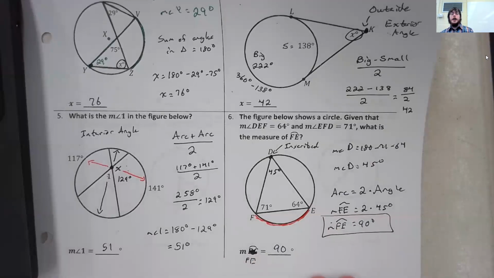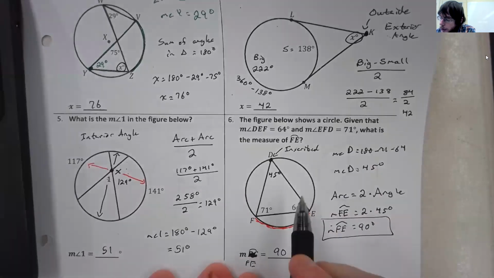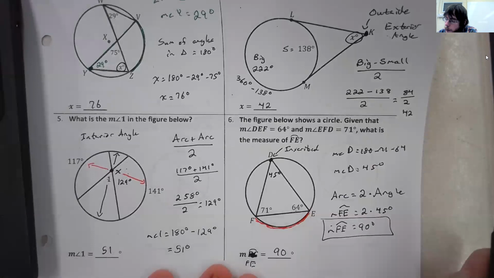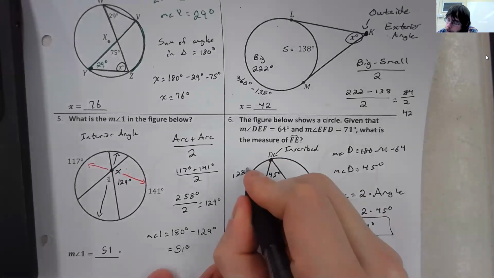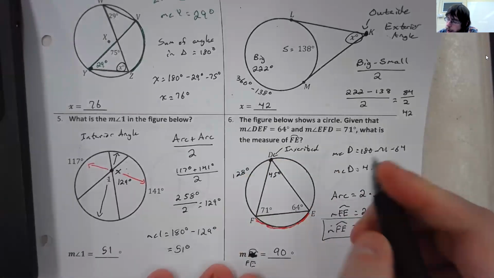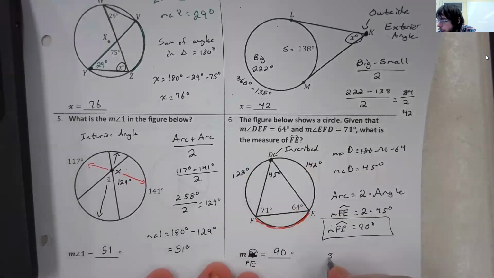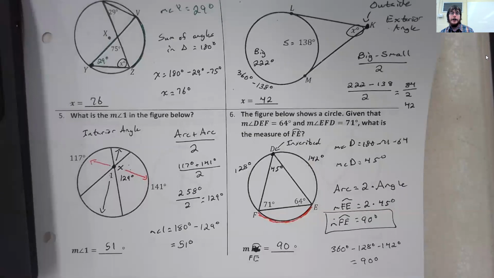There was another way that you could do that. You could also say that this arc would be twice of what 64 is, so that would be 128. And this arc would be twice of what 71 is, which is 142. Then you could take 360 and subtract 128 and 142 to give you 90 as well. Either way is valid.